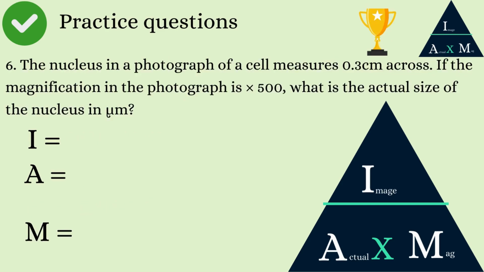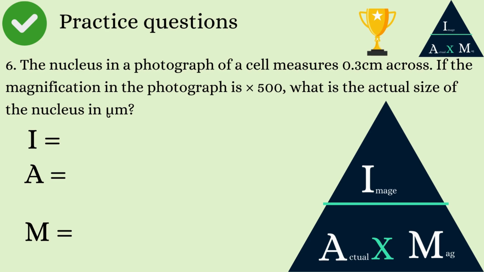Okay, last question of the practice questions, and this one might have an additional step compared to what we have just covered to add that extra level of challenge. The nucleus in a photograph of a cell measures 0.3 centimeters across. If the magnification in the photograph is times 500, what is the actual size of the nucleus in micrometers?